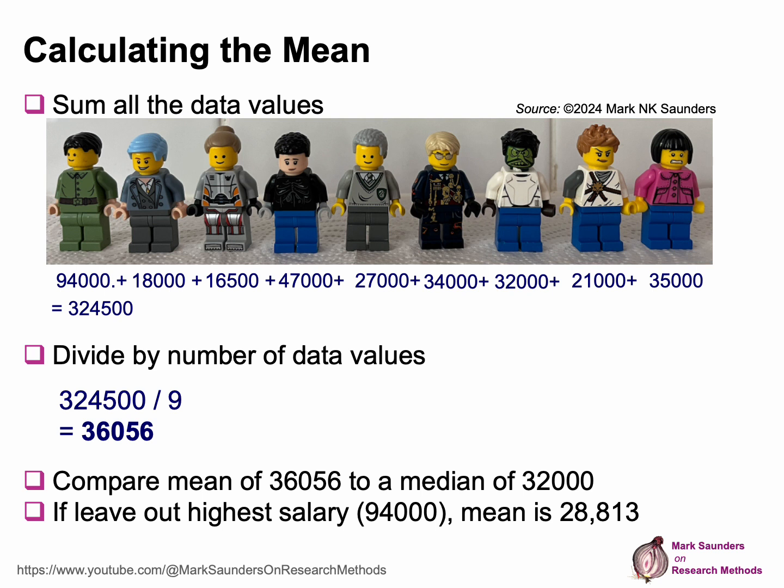36,056. It's interesting, if we compare the two, the mean salary for these 9 people is higher than the median salary of 32,000. And this is a function of the data for the amount people earn being skewed by the very high salary that the person on the left in the picture is earning. We can see this because if we leave out this high salary of 94,000, the mean salary for the remaining 8 people falls to 28,813.